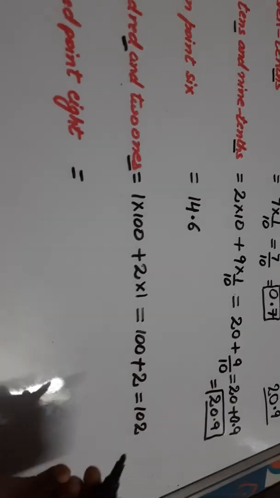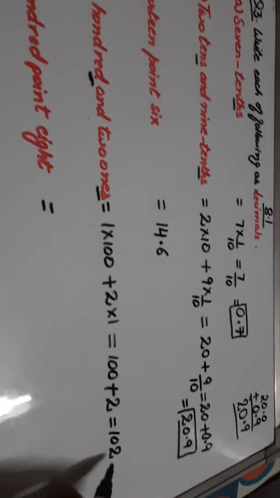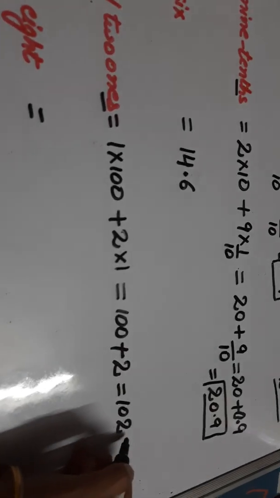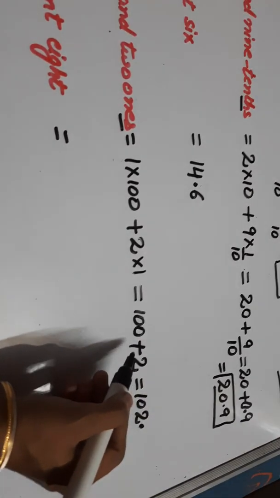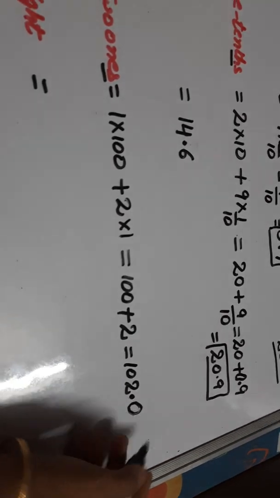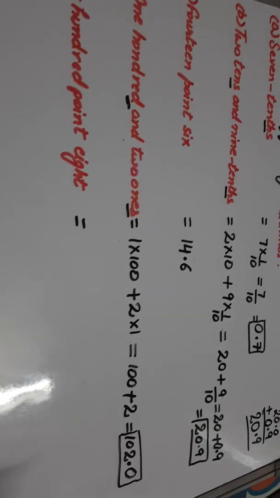And because we are going to represent it in decimals, now no decimal part is there, so we'll place a decimal. And because no decimal part is given in the question, we'll put 0 after the decimal, right? So this is the decimal representation of this number.